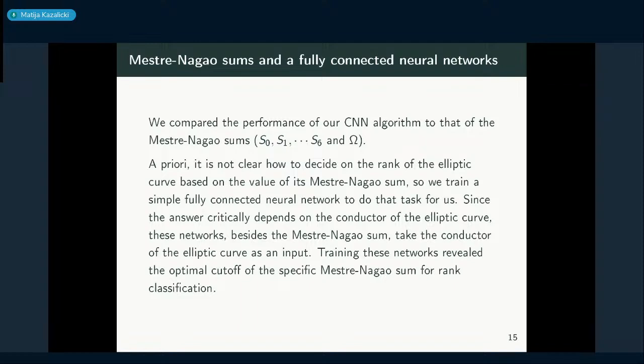And also, since this cutoff, this answer, critically depends on the conductor of the elliptic curve, we also decided to provide as input to this network the conductor of the elliptic curve, as well as the Mestre-Nagel sum. And as a side product of this, the training of these networks revealed the optimal cutoff of the specific Mestre-Nagel sums for the rank classification.